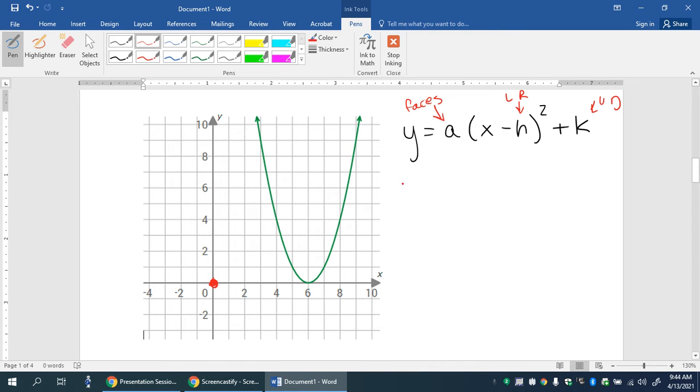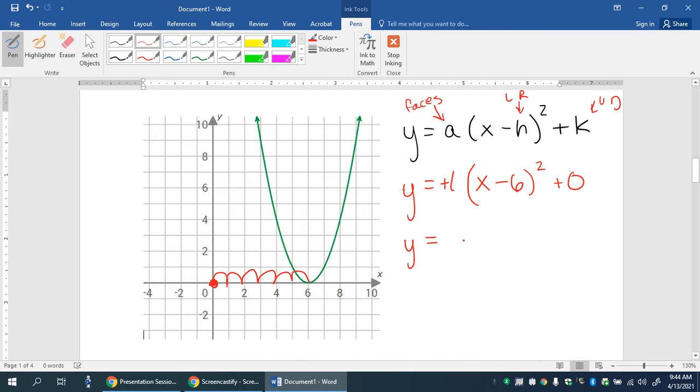So A, it is facing up, so it'd be positive 1. We always need that x. H is moving left or right. It did move 1, 2, 3, 4, 5, 6 to the right, so it'd be -6. K is moving up or down. It did not, so it's just plus 0. Did not move.